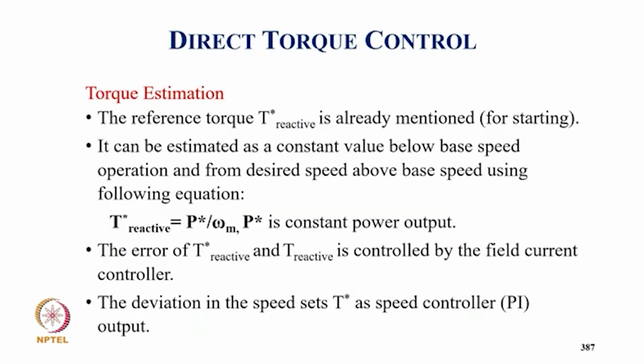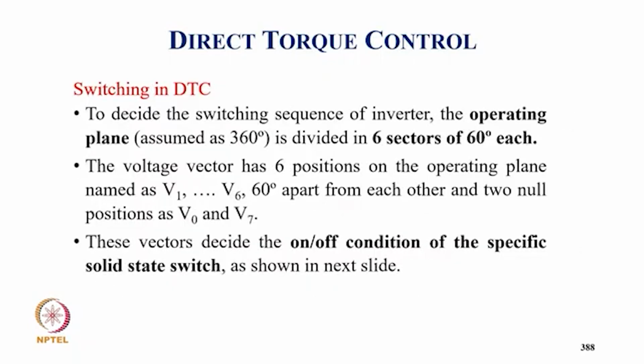So for torque estimation, the reference torque T reactive is already mentioned. For starting, it can be estimated as a constant value below base speed operation, and from the desired speed above base speed using T reactive equal to P star upon omega, where P is the constant power, of the error of T reactive and T star reactive. T reactive is controlled by field control, the field current control, and the deviation of the speed sets as the speed control output.